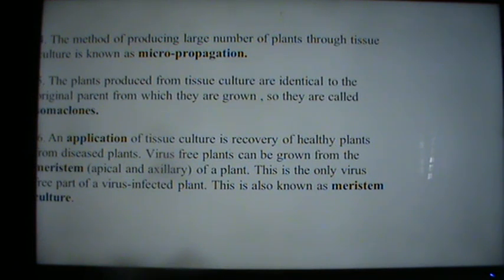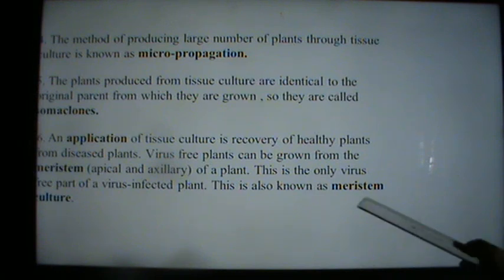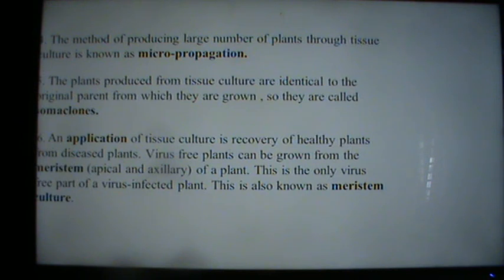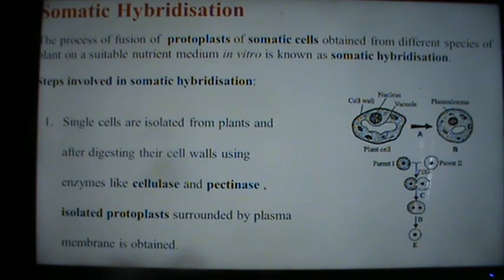The main application of tissue culture, which I told you, is the recovery of healthy plants from diseased plants. Plants infected with virus can be regrown by tissue culture, and the very important method for this is known as meristem culture. Virus-free plants can be grown from the meristem. Meristem can be obtained from the apical meristem or the axillary meristem, because this is the only part of a virus-infected plant which is virus free.